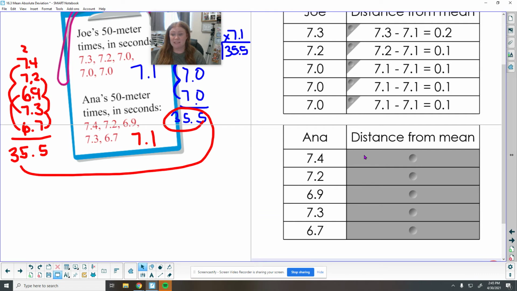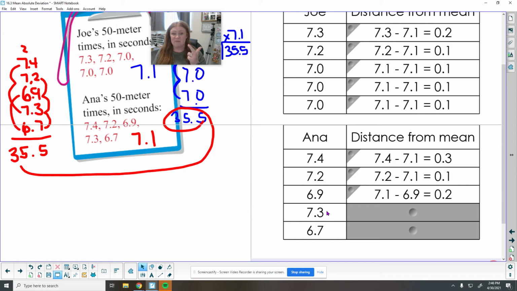So she was also a mean of 7.1. To get to 7.4 is 0.3. 7.1 to 7.2 is 0.1. So 6.9 up to 7.1 is 0.2. 7.3 down is 0.2. And 6.7 up to 7.1 is 0.4. So I know their totals now. How far away are they deviating?